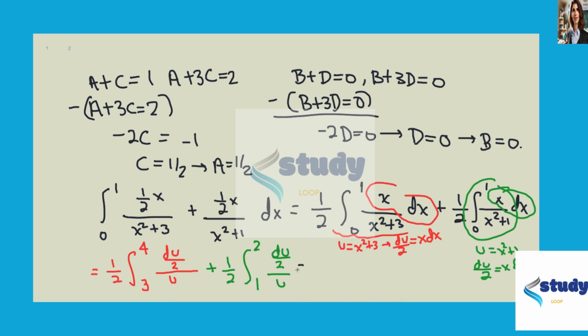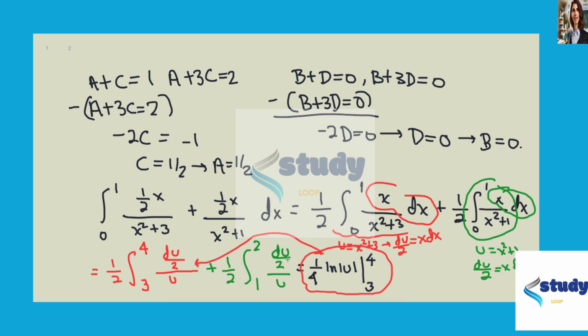Now let's evaluate each of these. We could combine these 1/2s. We get 1 over 4. The integral of 1 over u is natural log absolute value of u. Then we have 3 to 4. So that's for the first integral. I should have kept this in red. So this is the first integral.